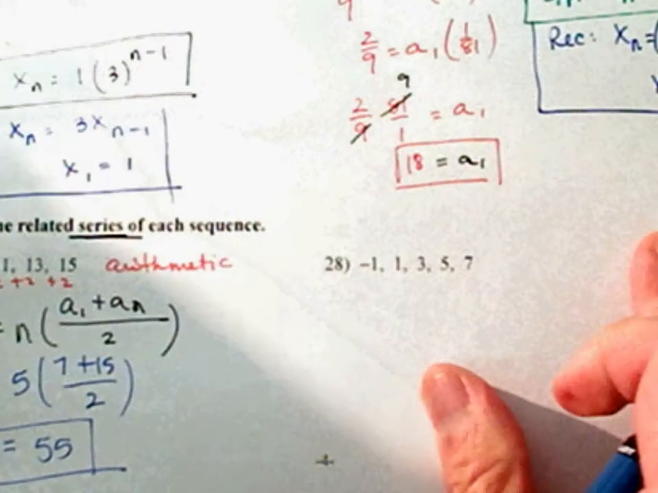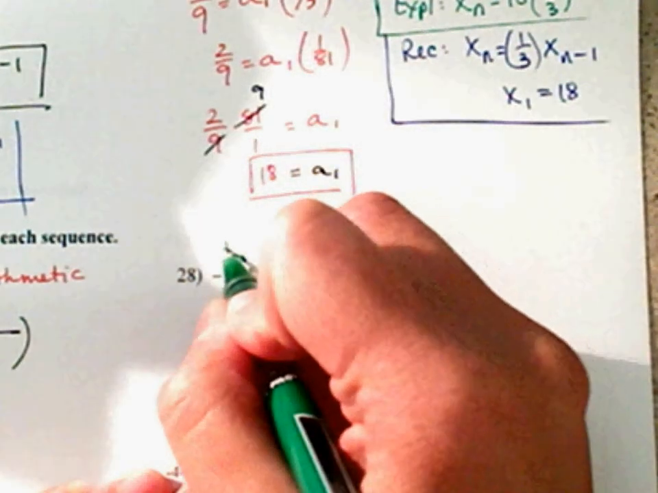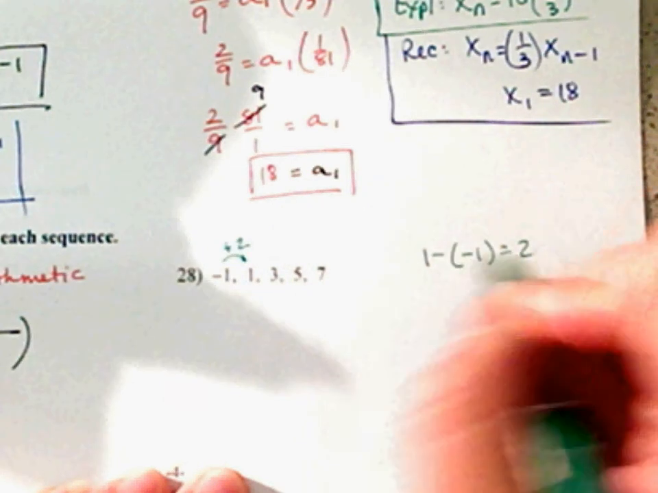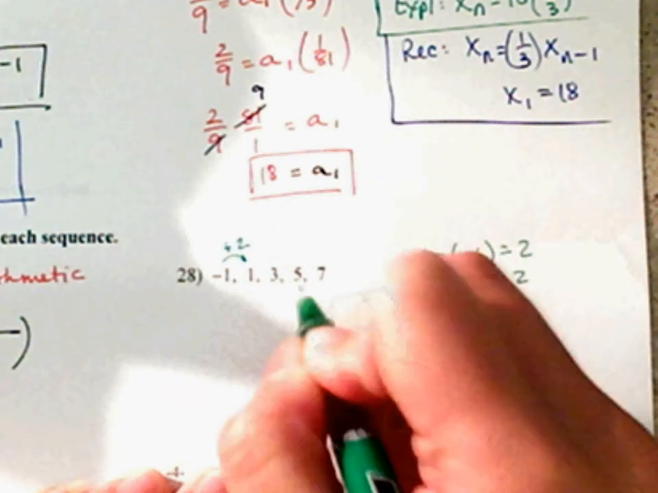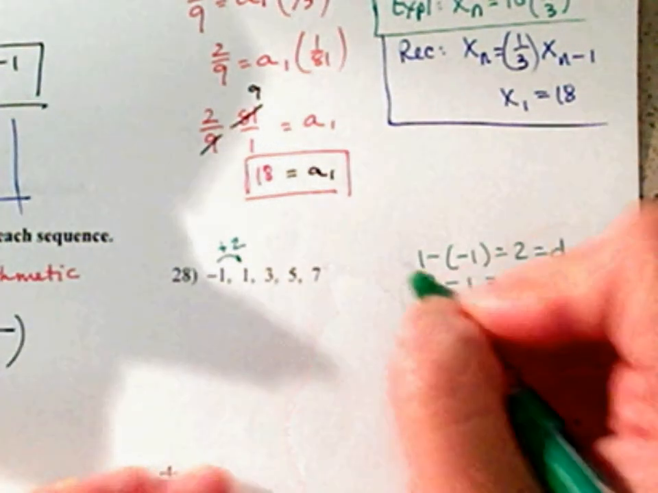28. What are you noticing? I am increasing by 2. And if you don't know, you would go 1 minus negative 1 equals 2. 3 minus 1 is 2. 5 minus 3 is 2. So there's your d. That's your d. Okay? So the d on this one was 2.